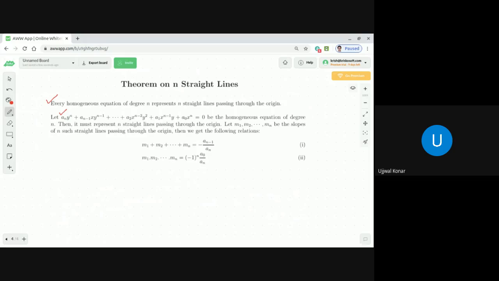Then we get the following two relationships. The first one is that m1 plus m2 plus m3 up to mn is equal to minus of the coefficient of x into y power n minus 1, that is a(n minus 1), divided by the coefficient of y power n, that is an. And the product of their slopes, m1 into m2 into up to mn, is equal to minus 1 power n into a0 by an. So this is the theorem of the n straight lines.